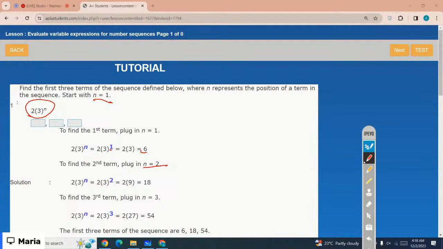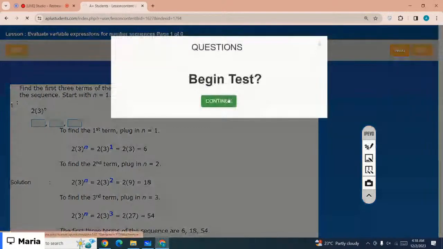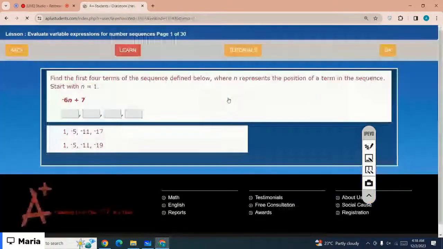Okay, let's just start with the practice questions. This one is already solved. So when we do it on our own, that would be more clear to you. Okay. Find the first four terms of the sequence defined below.